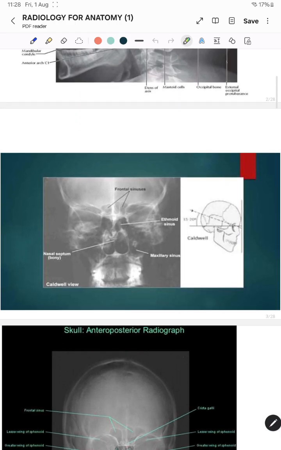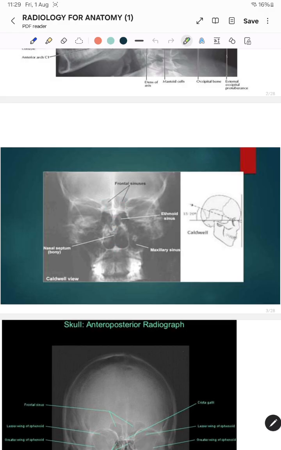So this is the anteroposterior view. We can clearly see the frontal sinuses. We can see the nasal septum and the frontal sinuses. These are the frontal sinuses. This is the nasal septum.